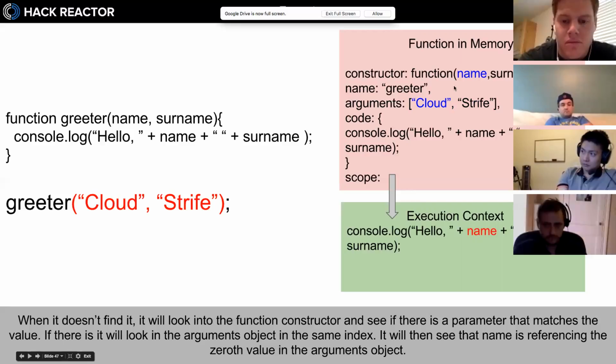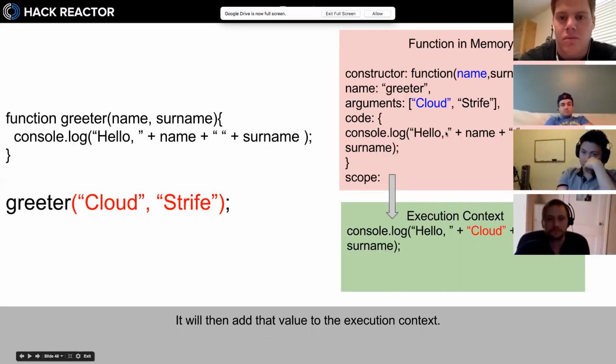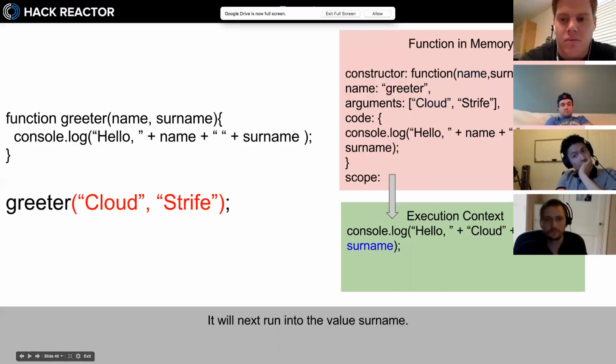So we call the first element the 0th index. It goes 0, 1. If we had more, there would be 2, 3, 4. It will then add that value to the execution context. So now it's gone down and replaced our name value with cloud. And that's now the value in the execution context.